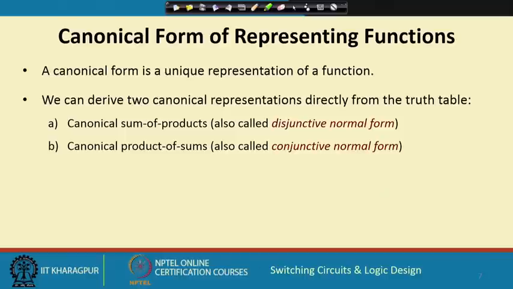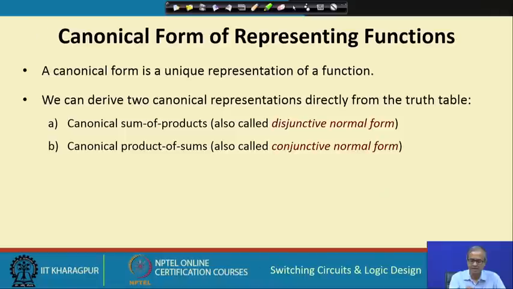Well, any unique representation is sometimes called canonical representation. So, we are talking about canonical representations of functions. Let us see that. Canonical representation of switching function, canonical forms. Now, as I said, canonical form is nothing but some unique way of representing a function.